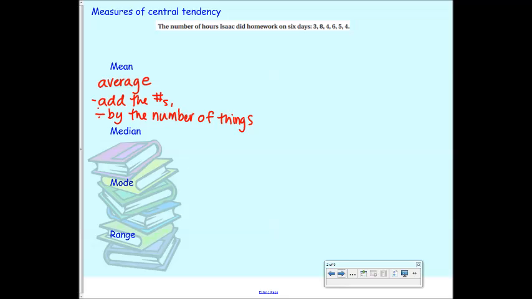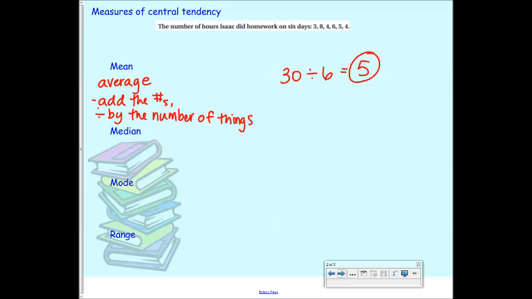So the first thing we would do is add up all the numbers. 3 plus 8 is 11, plus 4 is 15, plus 6 is 21, plus 5 is 26, plus 4 is 30. So we've got 30. And then we're going to divide that by 6, which means our mean is 5. So that means on average he did how many hours of homework a night? 5 hours of homework a night. Is that accurate? No.